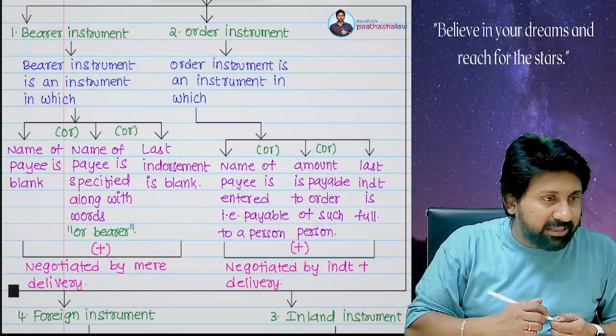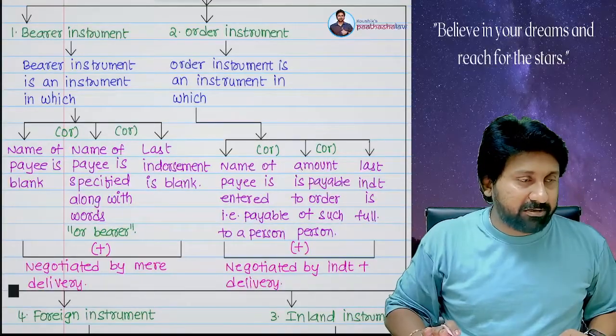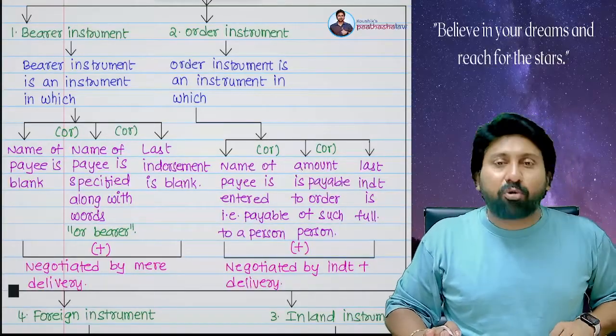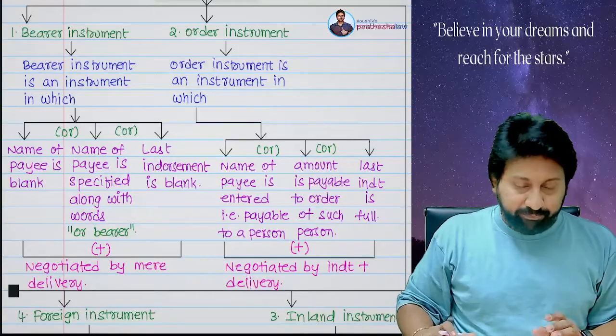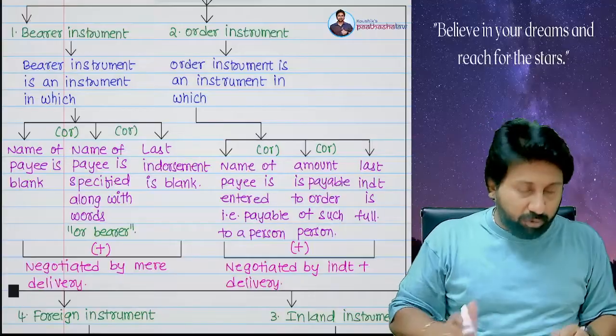Simply, shall I tell you one thing? Bearer instrument means a signature is not required. What is not required here? Signature is not required. Whoever holds it automatically becomes the owner. You need not mention who is the payee. If you hold it, you will become the owner.